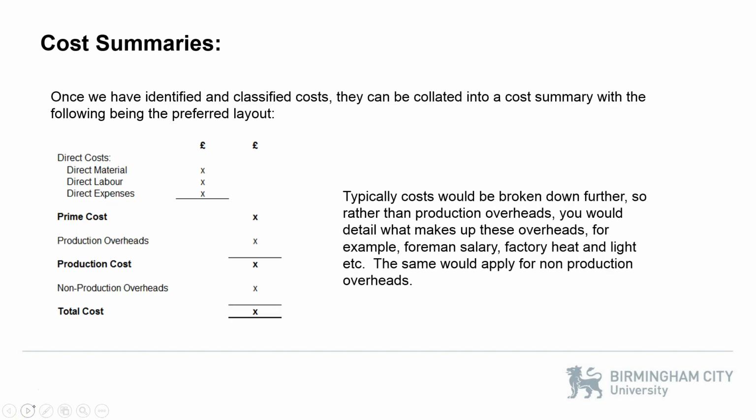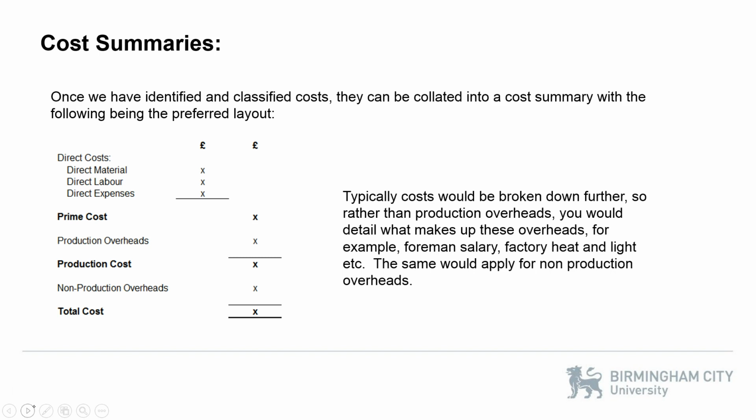Right, the last thing I just want to briefly mention is a cost summary. This is a way of pulling together all the costs that are incurred in producing our products. So that would be all your direct costs and all your indirect costs. Now there is a particular order in which you would present these costs, and that is the cost summary layout that we're going to look at. We always start with our direct costs. So we would look at the direct cost of material, the direct labour cost, and then the direct expenses. Those are added together to give us the prime cost.